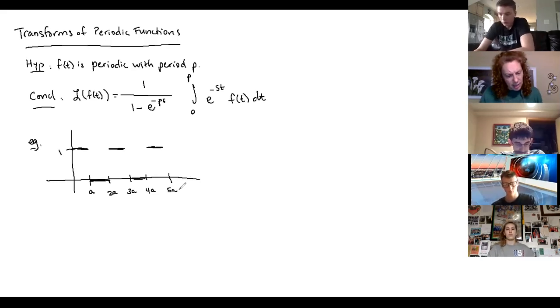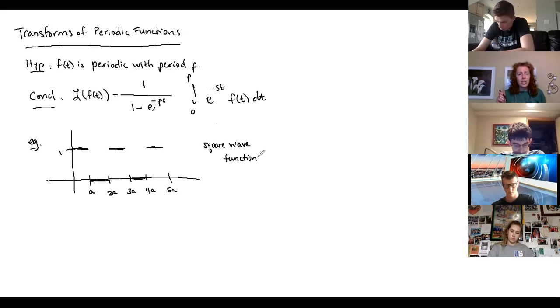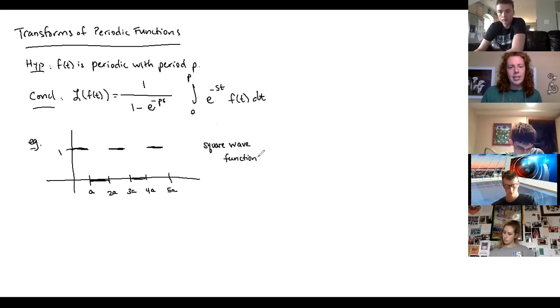Okay. This has a name. It's called the square wave function. It's kind of like a sine or a cosine curve, except it's flat. So it goes up and down. That's why it's called the square wave function, because it's nice and flat. So we want to find the Laplace transform.